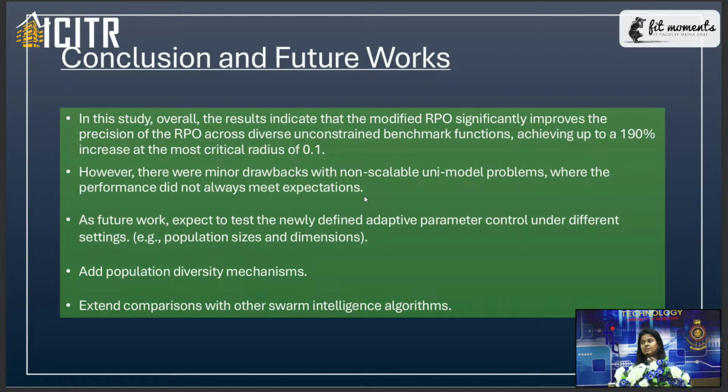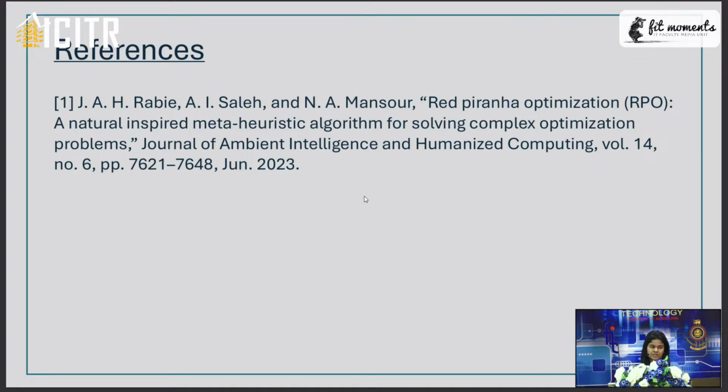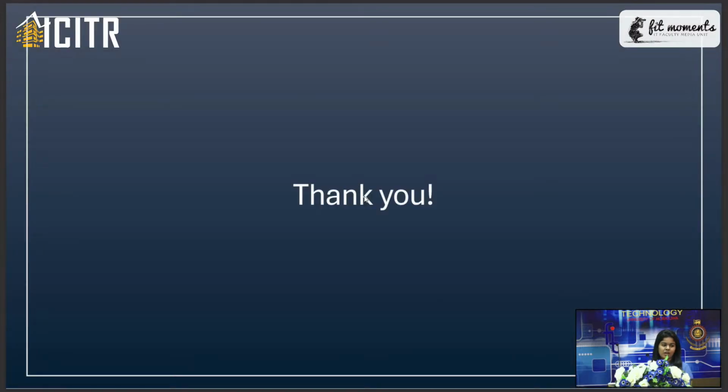Also we will try to give a strong statistical analysis for our algorithm compared to other existing algorithms like particle swarm optimization and ant colony optimization. So this is the reference I have used to study the Red Piranha optimization original algorithm, which was introduced in 2023. So that's all about my research. Thank you for listening. I'm open for any questions you may have.